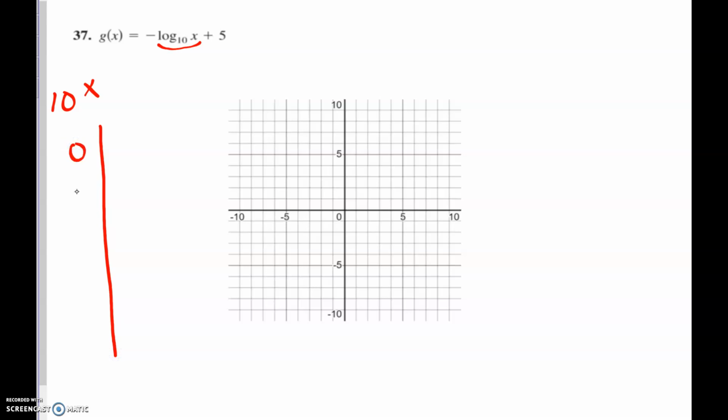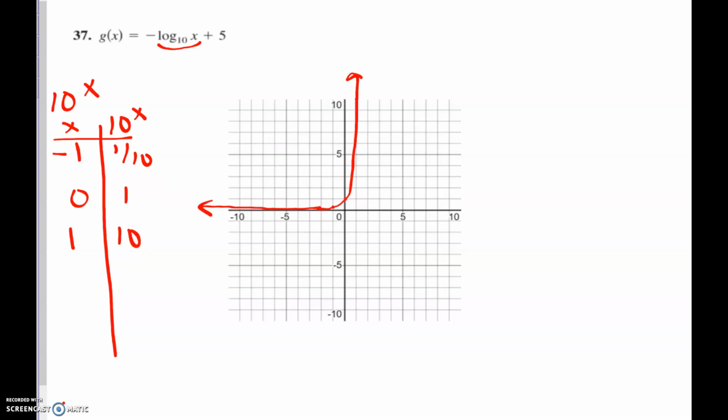So 0, let's do -1, 0, and 1. So 1/10, 1, and 10. In red, there is the graph of 10 to the x. The graph of log base 10 of x is the inverse of 10 to the x.